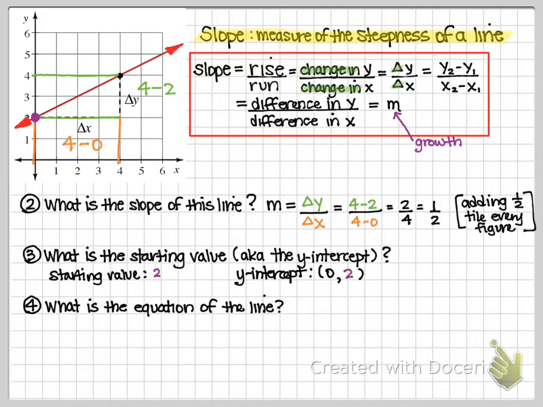Okay, we have all the information. We should be able to write the equation. So let's plug in stuff where it goes. So y equals slope times x plus starting value. And that's the equation for 4.